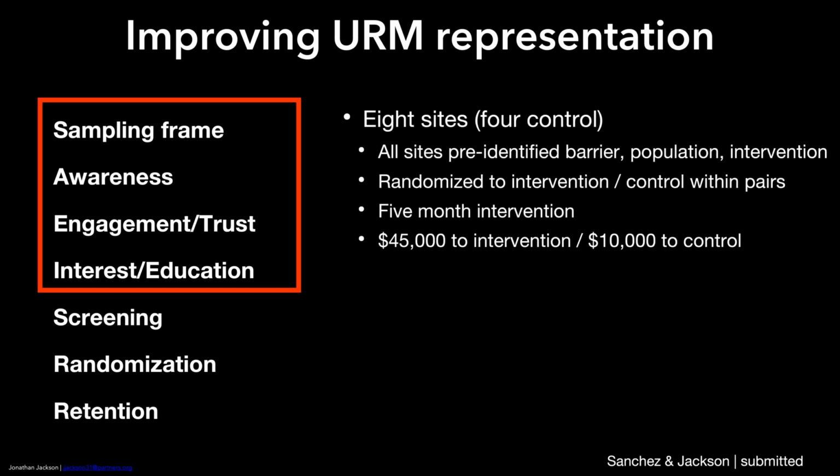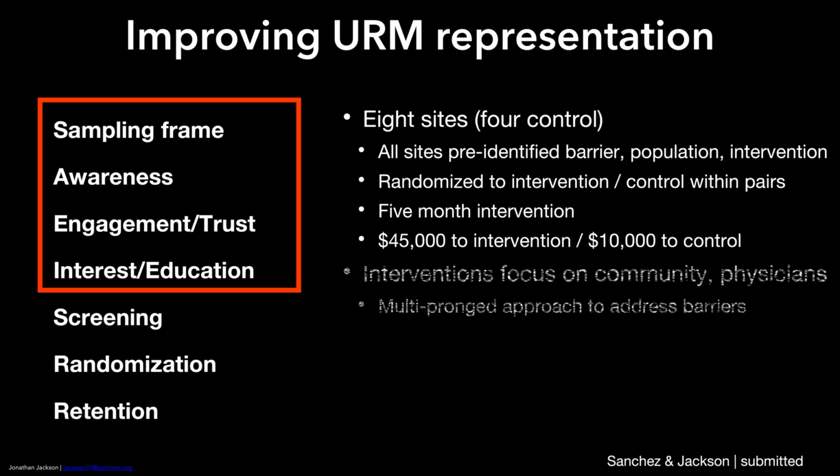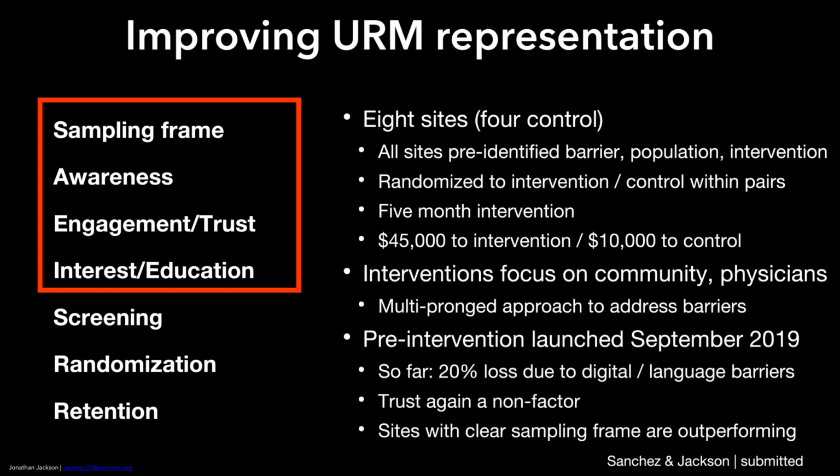So what we did here is we had 8 sites, 4 control, 4 active intervention sites. Just like we saw with the previous study, sites were able to pre-identify the barrier, the population, the intervention, and then we did a 5-month intervention study, and we were able to give sites a little bit of money to take care of this. So the pre-intervention phase launched September 2019. The study wrapped up right as coronavirus was hitting the United States in early March.